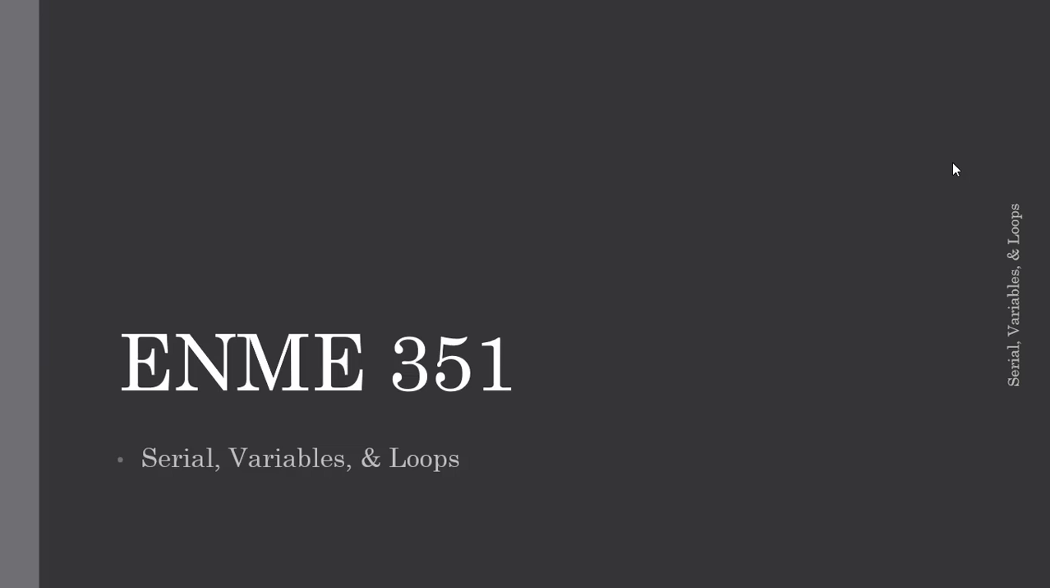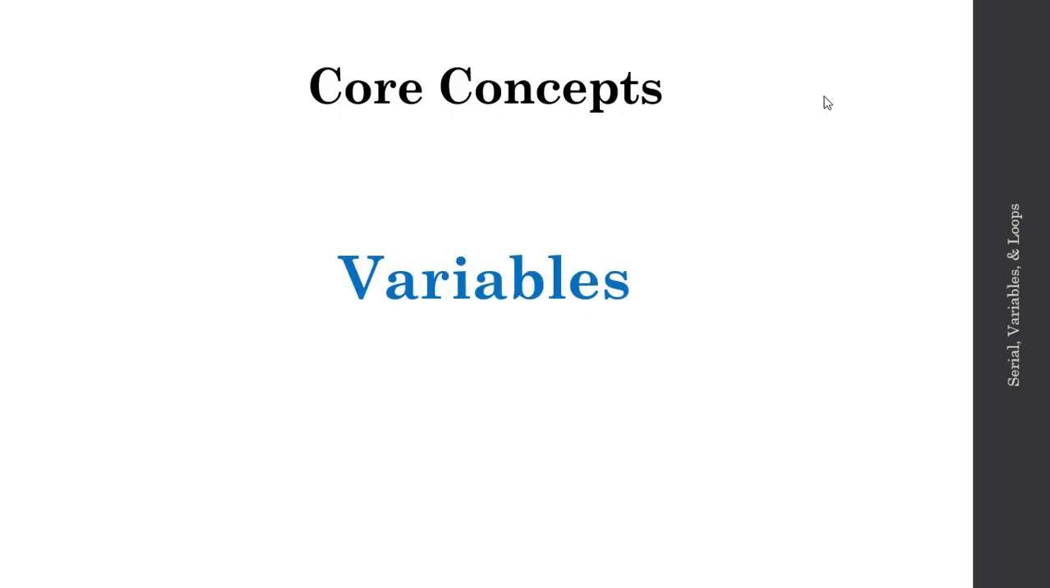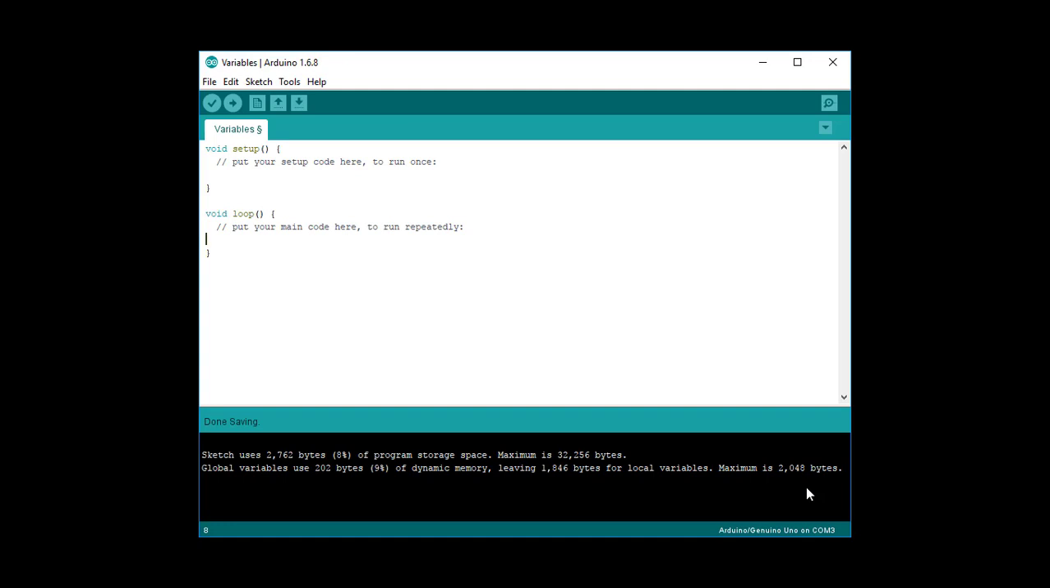Welcome to part 2 of our 3-part installment on serial communications, variables, and control structures including loops. This lesson focuses on variables. A variable is a place to store data.